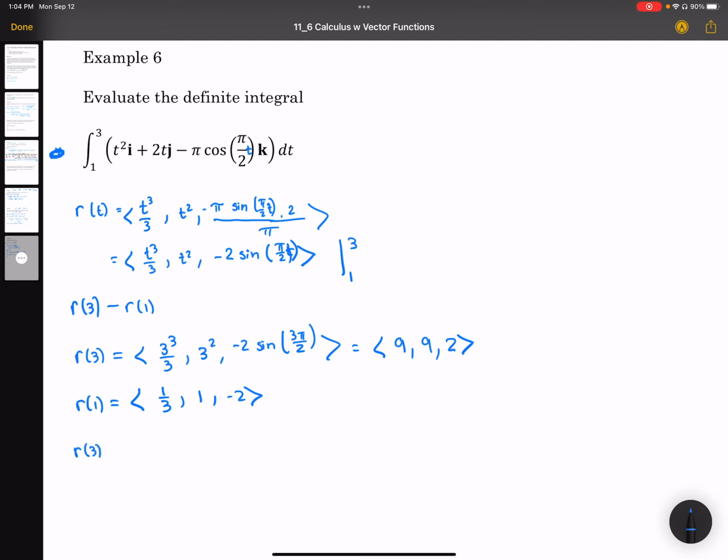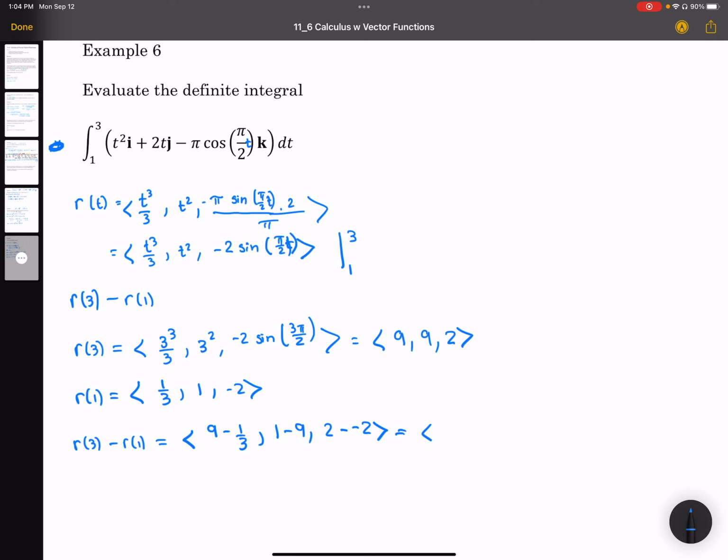So r of 3 minus r of 1 is equal to 9 minus 1/3, 9 minus 1, and 2 minus negative 2, which is going to equal 26/3, 8, and 4. So all of the things that we've done in Calculus 1 and Calculus 2 are now going to carry forward for vector functions. All right, so that concludes this video of calculus with vector functions.